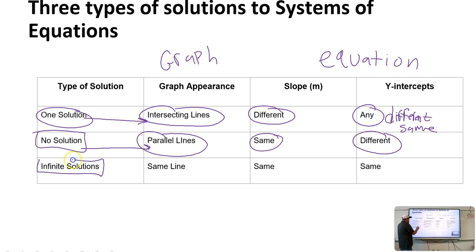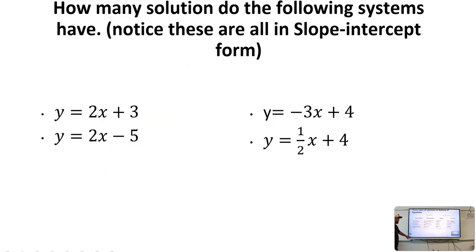Okay? And we will get infinite solutions if you look at the graph and they're the exact same lines. There'll just be one right on top of another. It'll look like there's only one line. If you're looking at the equation, that means the slope's the same and the y-intercepts are the same. That means I will have an infinite amount of solutions to that system of equations.